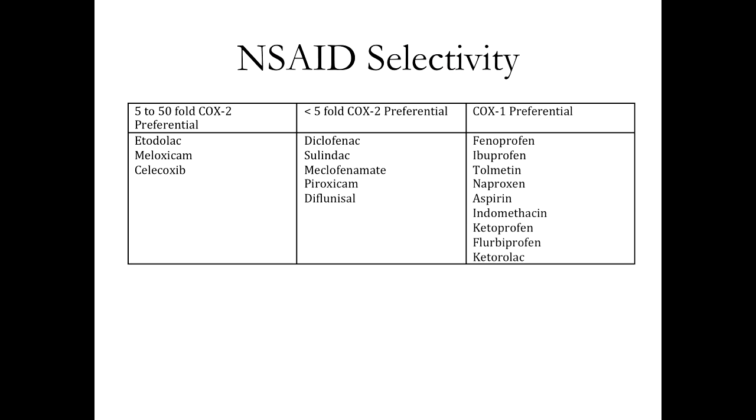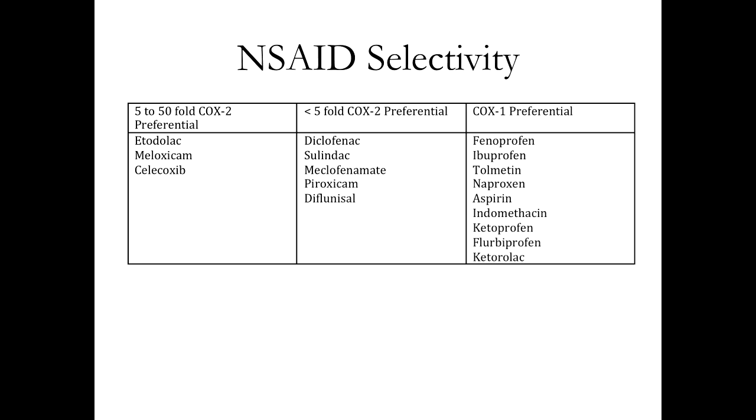And so remember that Celebrex is not the only COX-2 selective drug that we have left, if you really want to call it selective, because there's still some COX-1 selectivity there. Less than 5-fold COX-2 preferential, so this is what you would consider to be, they do both, but a little more COX-2 than COX-1. We have diclofenac, which is Voltaren, sulindac, which is Clinoril, meclofenamate, which I would almost guarantee nobody is going to ever see again, but it's still available, piroxicam, which is Feldene, and diflunisal. Remember, diflunisal is actually one of the non-acetylated salicylates.